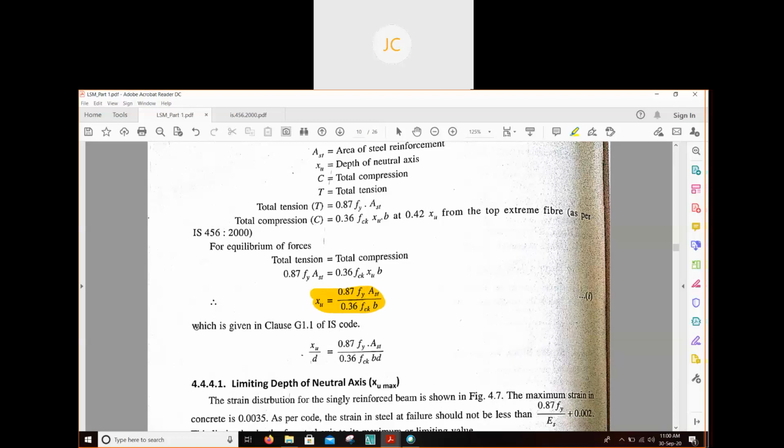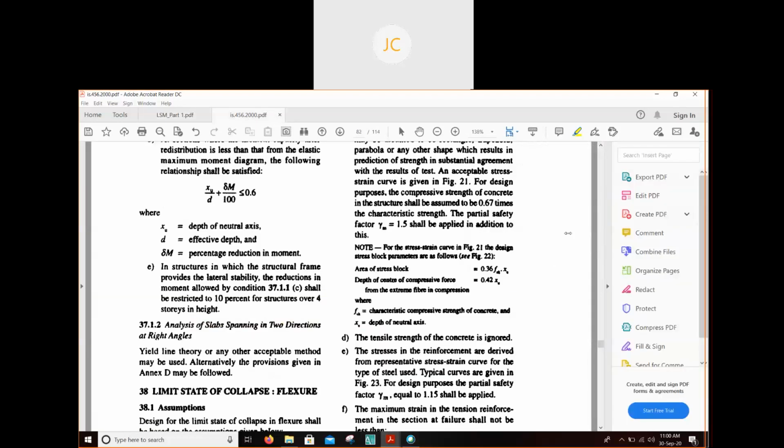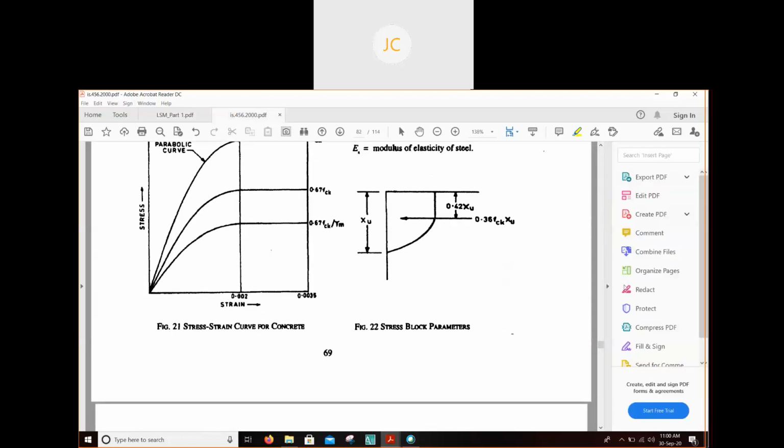So all of you please go to the clause number G.1.1 of IS 456. It will be almost the last page of IS 456. You go to that page, the last page of IS 456.